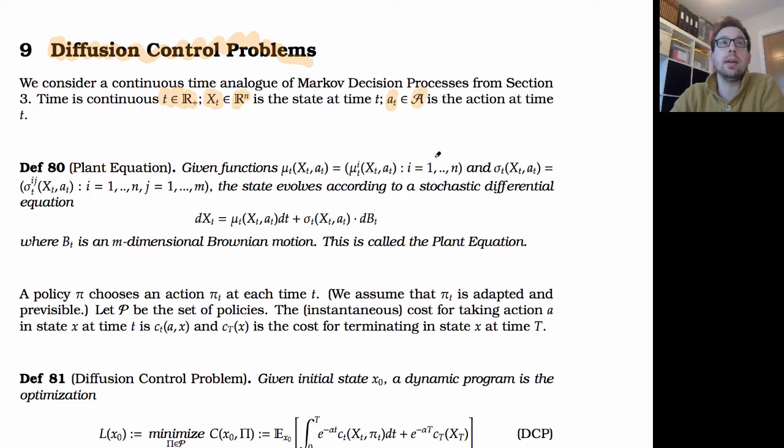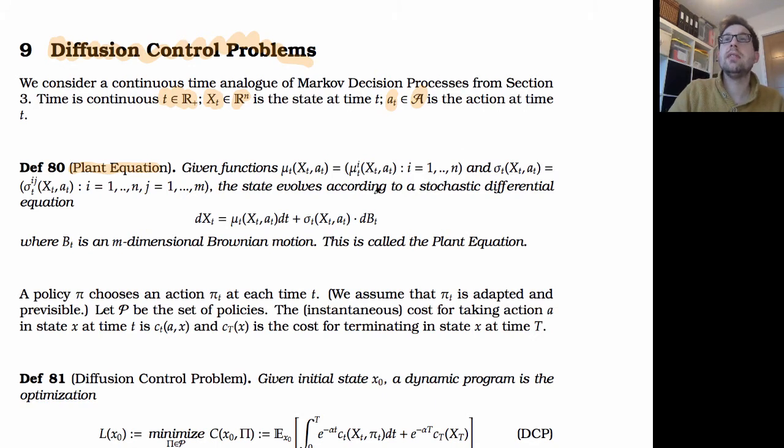that belong to some set script A. Okay, now we're going to consider again a plant equation and then an optimization problem that we want to solve subject to satisfying the conditions of that plant equation. Okay, so the plant equation that determines the evolution of the state x of t is going to be given by two functions, our drift function, mu of t, x of t, a of t. Okay, and a diffusion term, sigma of t, x of t, a of t.